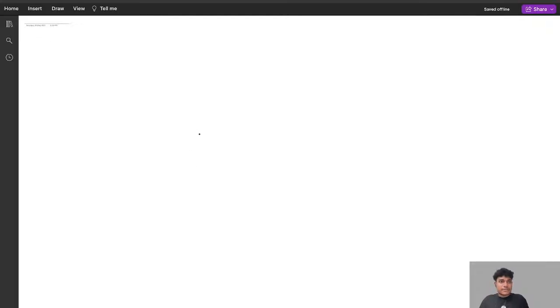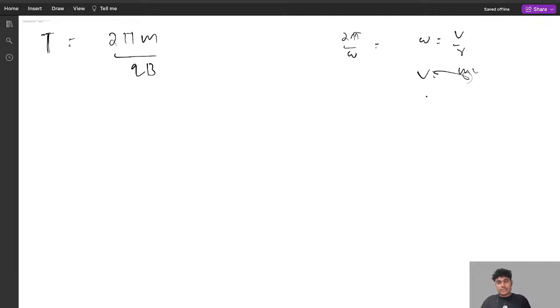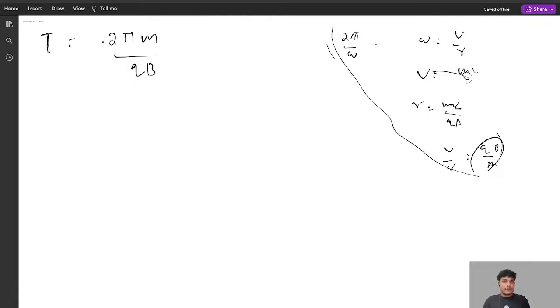So what is our radius, what is our time period? First we have to find the time period. What was the formula for the time period? 2 pi m by qB, I think that was it. That is 2 pi by omega. What is omega? That is v by r. And r is equal to mv by qB, so v by r is equal to qB by m. We put qB by m. It is correct, right? Leave this aside for now.